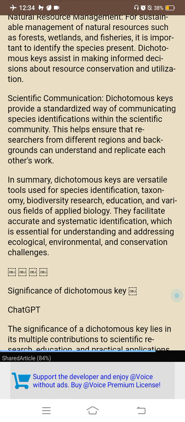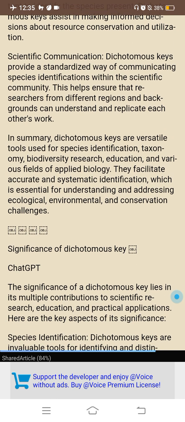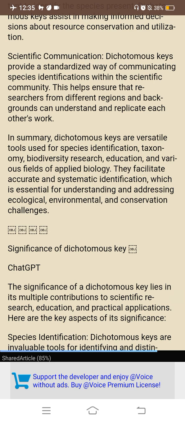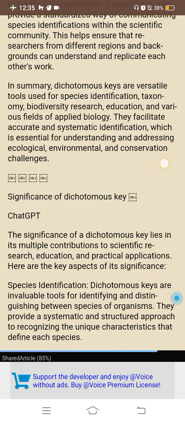Then scientific communication. Dichotomous keys provide a standardized way of communicating species identification within the scientific community. This helps ensure that researchers from different regions and backgrounds can understand and replicate each other's work. In summary, dichotomous keys are versatile tools used for species identification, taxonomy, biodiversity research, education, and various fields of applied biology. What is the significance?